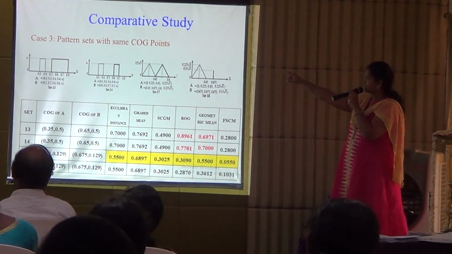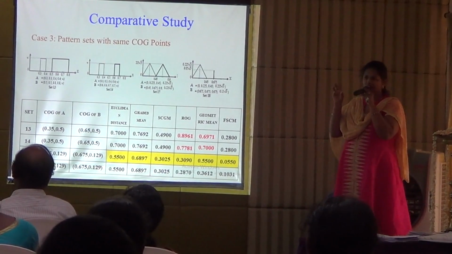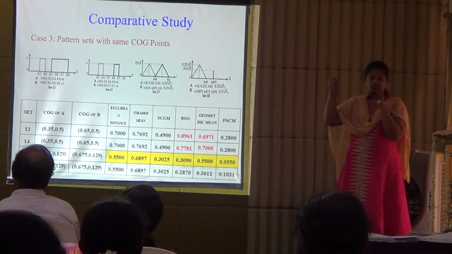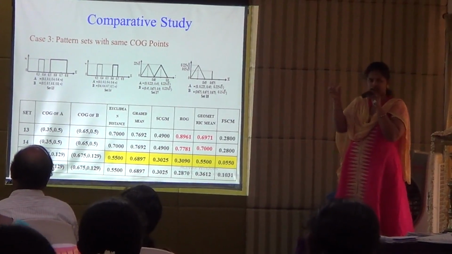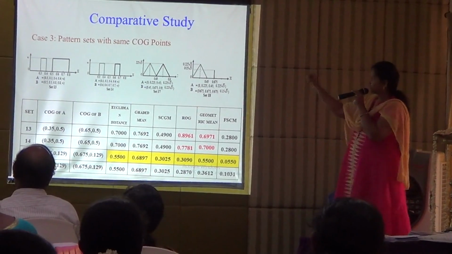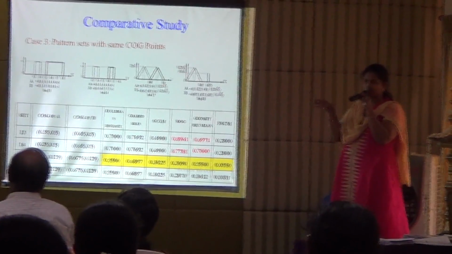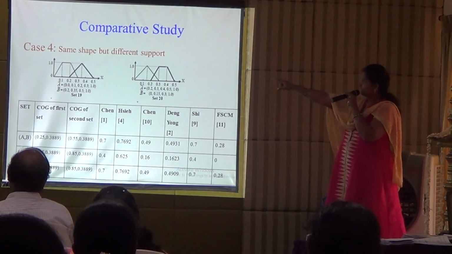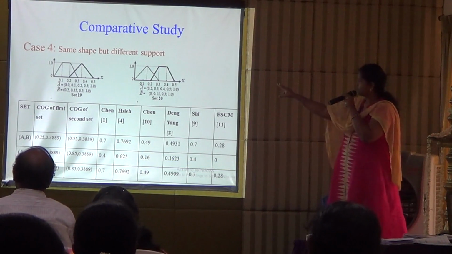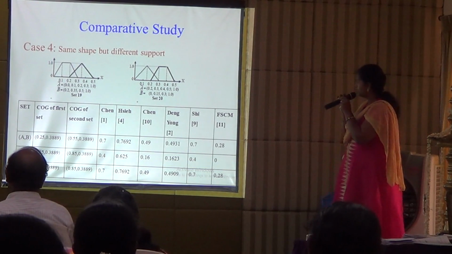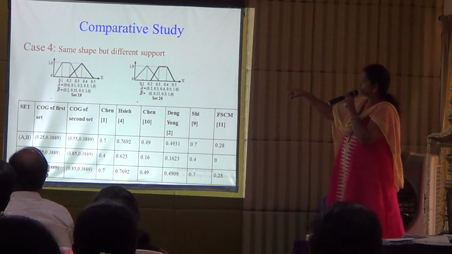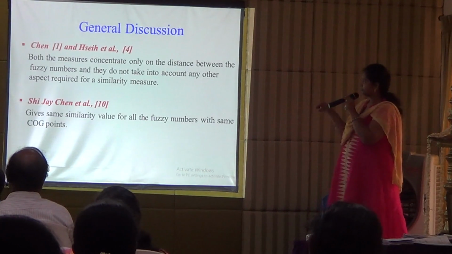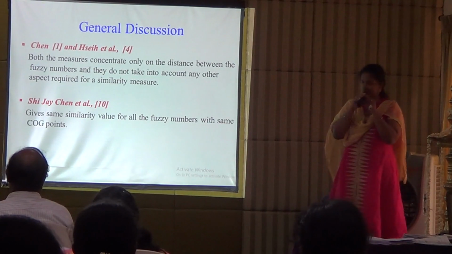Next. Here are the pattern sets with the same COG point, that is center of gravity. In that measure you have 1 minus mod x_A star, the center of gravity measure, which Chen had defined. If the patterns have the same COG, then definitely the measure values are the same. Next. Same shape but different support. Same shape, only the difference of, I think, this is different. Next. These are the general discussions.